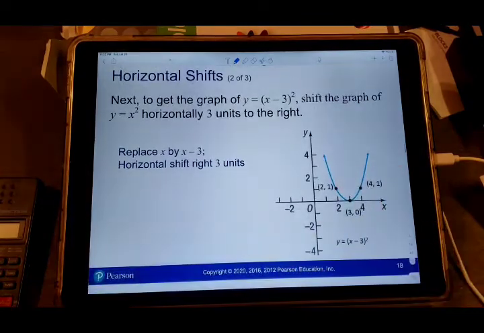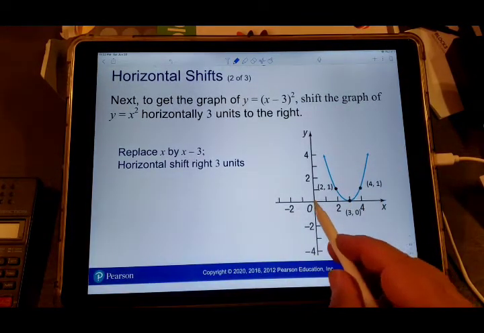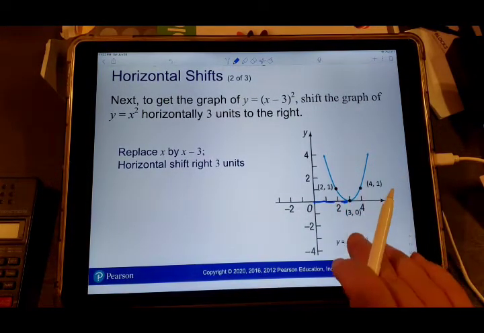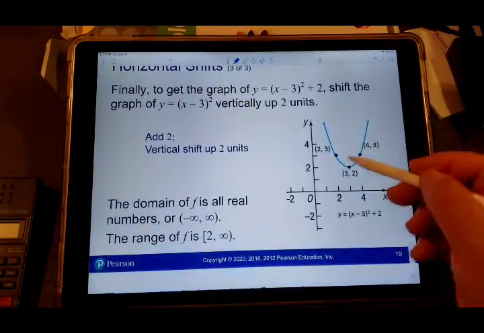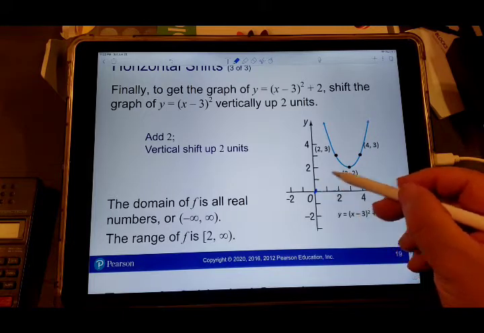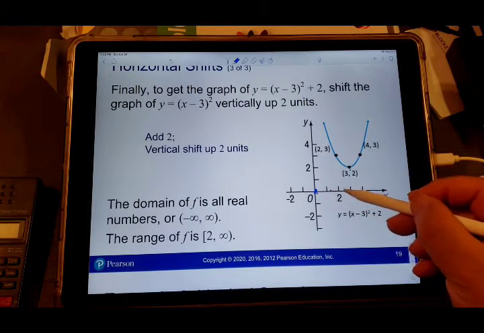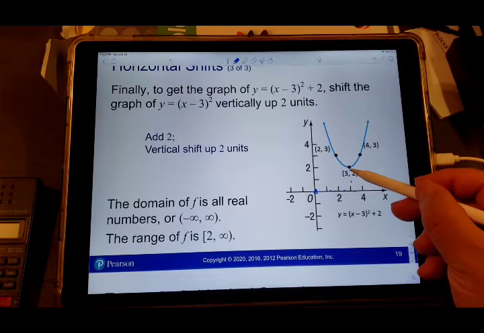And let's look at our image. Okay, still not there. They just shifted it 1, 2, 3 so far. Now they shifted it up. And there it is. That point that was here at 0, 0, the vertex, is now shifted to that point.